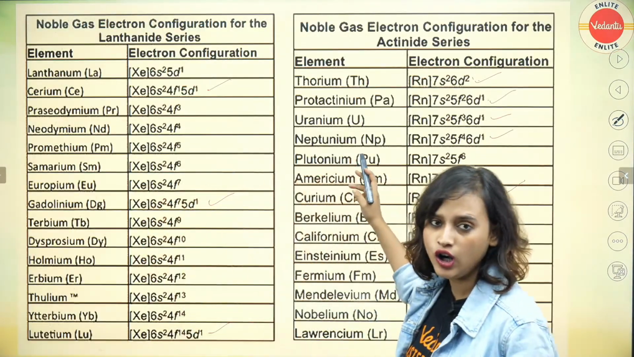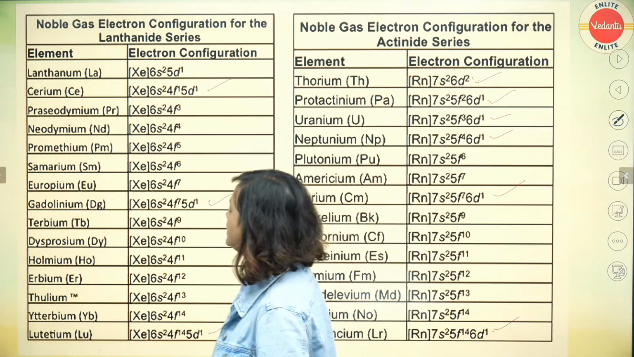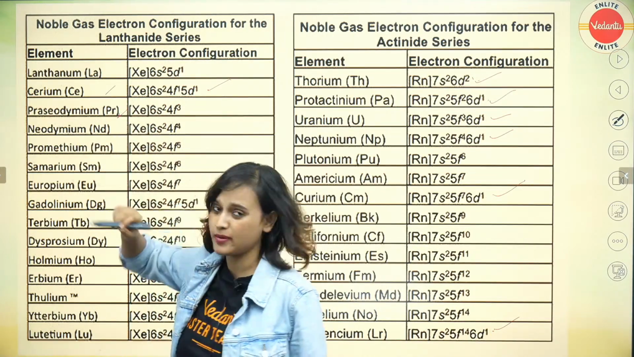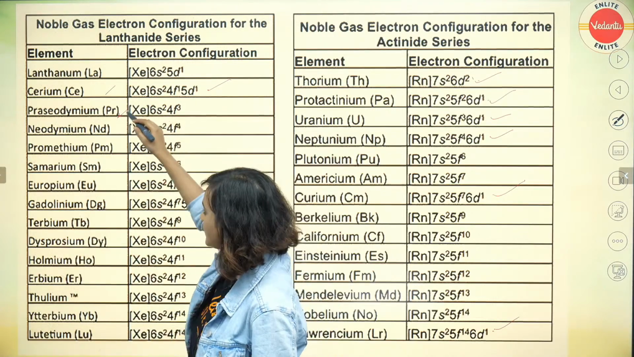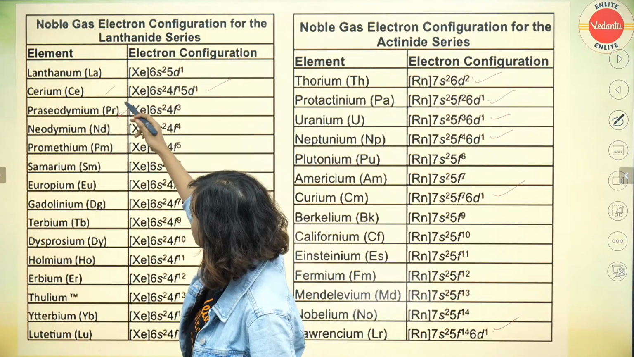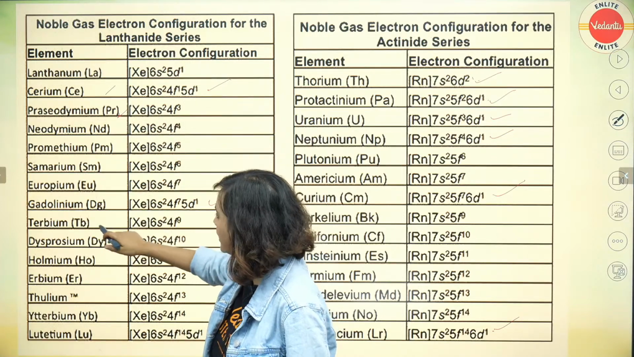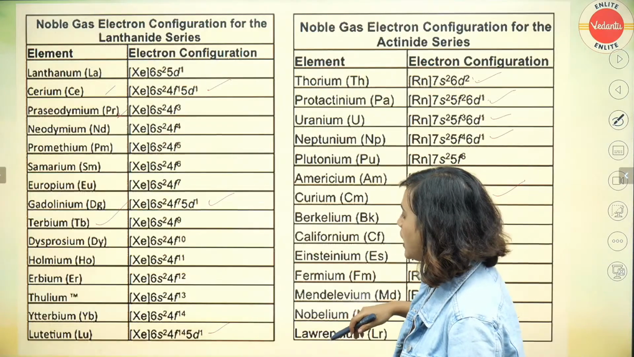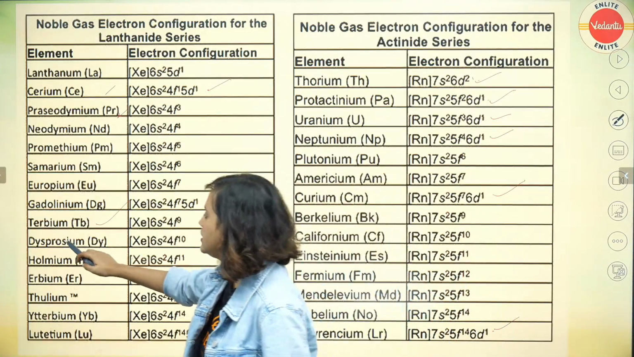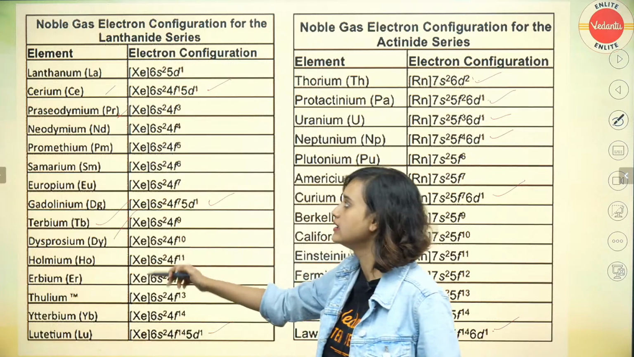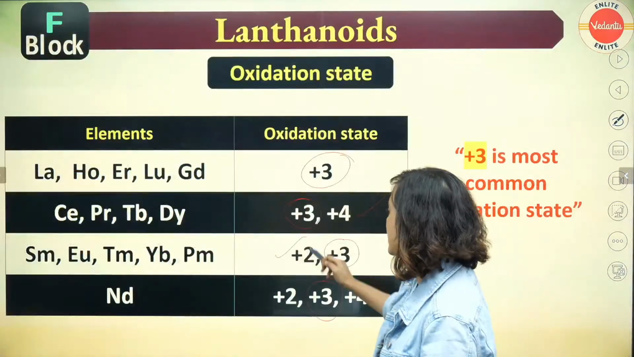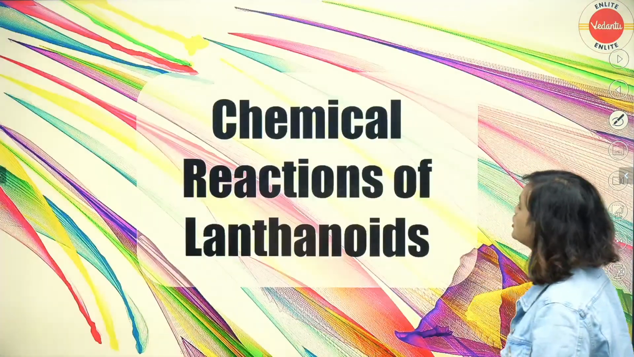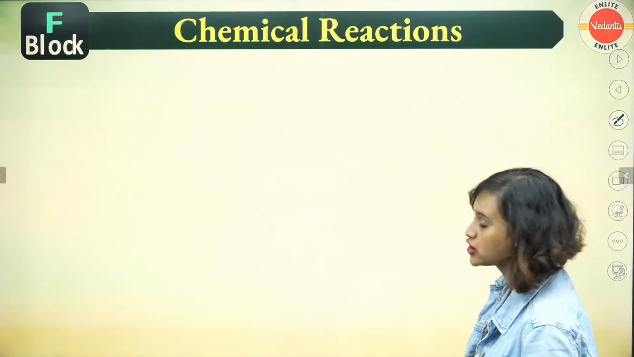Now here are all the names. You have cerium, praseodymium, you can remember it as Prasad, okay? Then you have terbium, correct? And dysprosium, that's it. These are the ones that also have the +4 oxidation state, okay? All right, chalo. Now moving on to chemical reactions of lanthanoids.